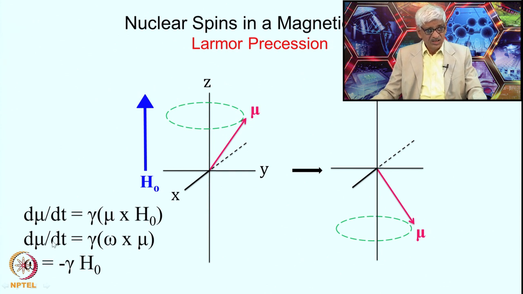Now, both are representing the same thing, where in one case you have taken into account the field, and in the other case you represent it in terms of the frequency of motion. Therefore, if you compare these, you will find that omega is equal to minus gamma H naught. So if I consider the motion as clockwise, you get a minus sign here. By comparing these two I get omega equal to minus gamma H naught, that would imply that I have a clockwise motion here for the nuclear magnet.